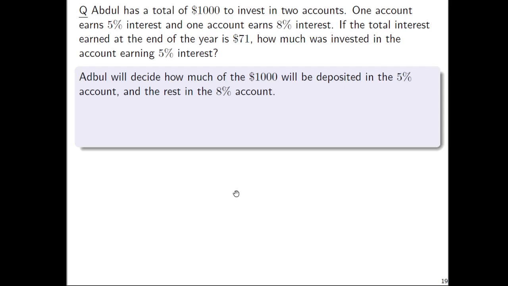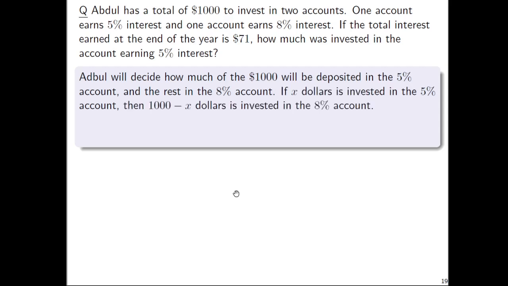So Abdul will decide how much of the $1,000 will be deposited in one account versus the other, right? So some amount will be deposited in the 5% interest account, and then the rest of that $1,000 will be deposited into the 8% interest account. So if X dollars, because we don't know how much, we don't even want to assume that Abdul is going to put exactly $500 in each of the two accounts, right? That might not happen. So we'll just say if X dollars is invested in the 5% interest account, then 1,000 minus X dollars should be invested in the 8% interest account. So here we're using this idea that the total deposited to the two accounts needs to add up to 1,000. So if one account gets X, the other account should get 1,000 minus X.